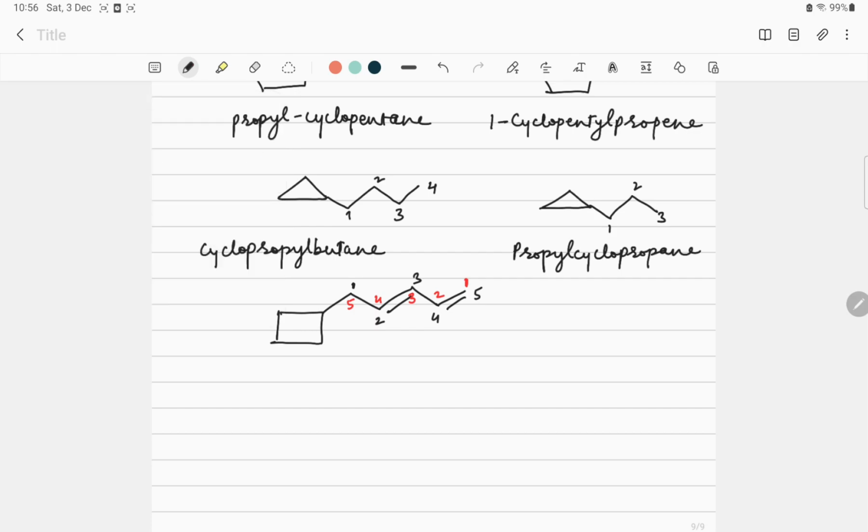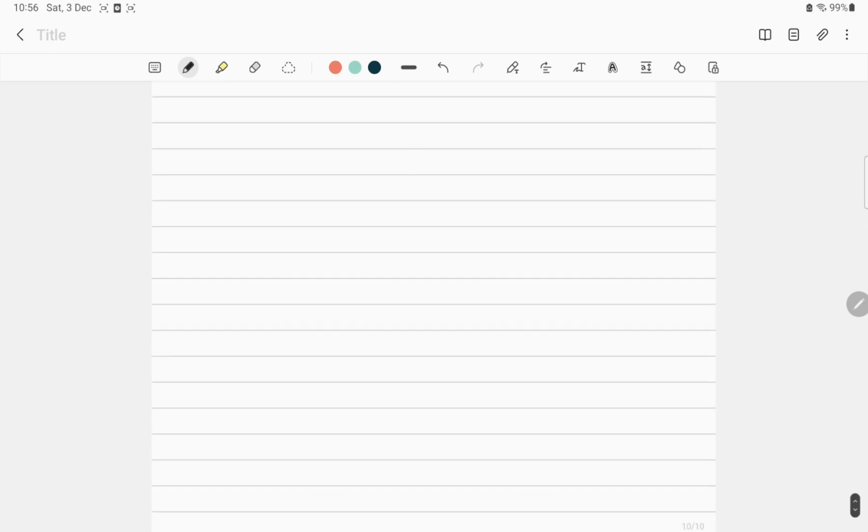and that's how the name of the compound is going to be. It is 5-cyclobutylpenta-1,3-diene. So that is how we can name the compound.